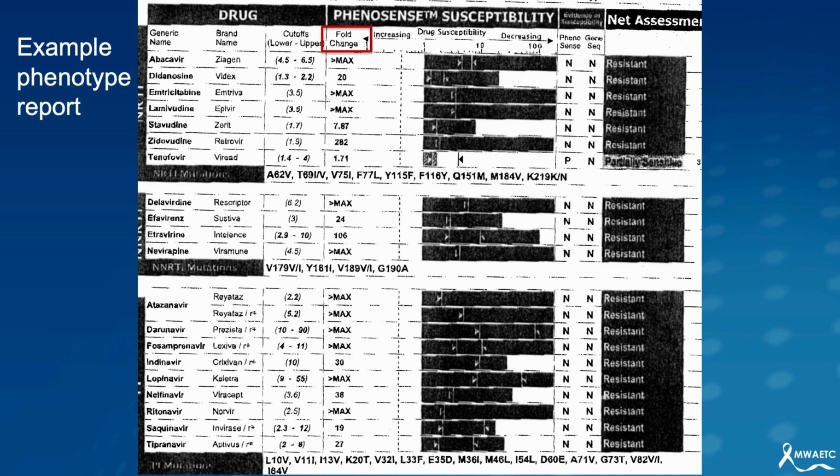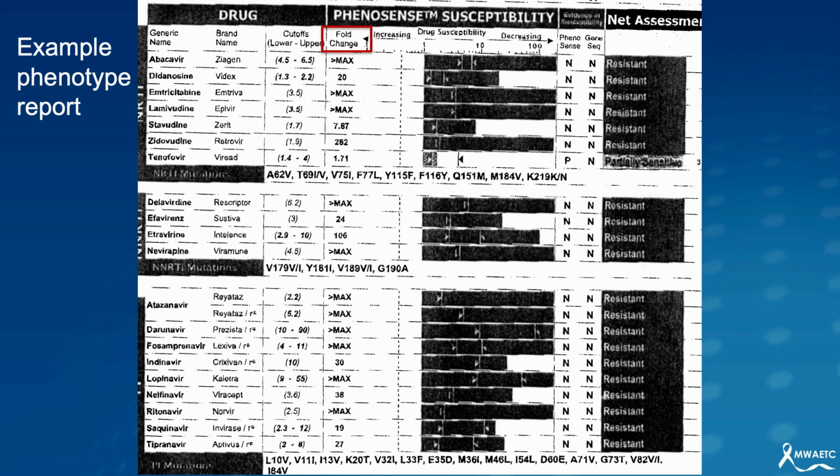It's hard to predict the resistance or susceptibility. And then you can see the fold change and the interpretation. And this was from a patient with a very resistant virus. And you can see, let's look at tenofovir. You can see how despite this long list of mutations, the phenotype showed the drug to be partially sensitive.